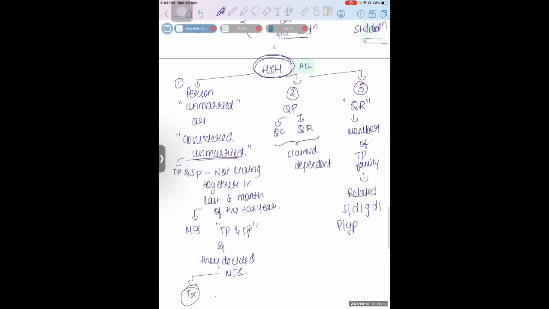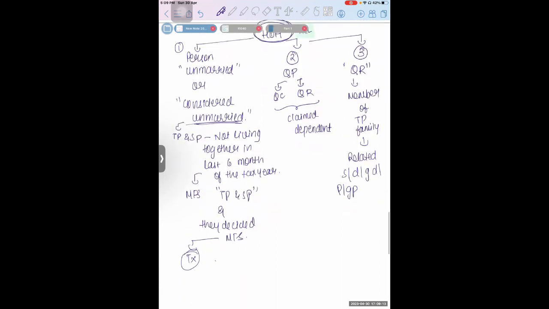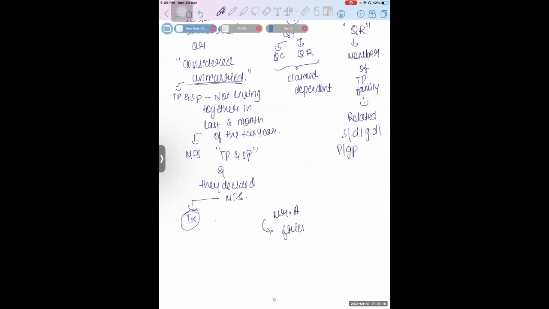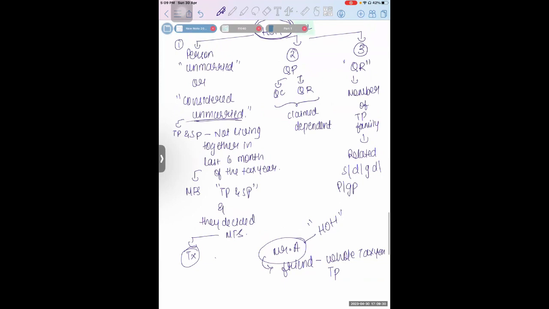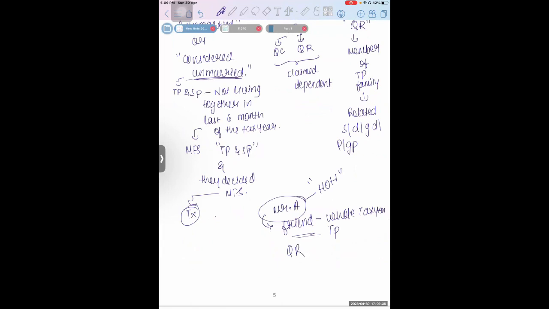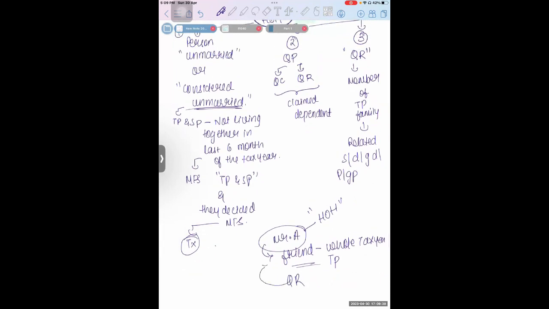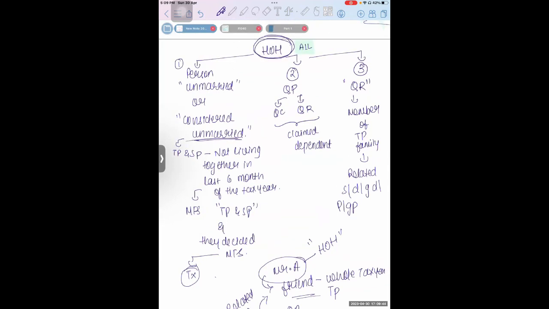Now if I take the same question, Mr. A has his friend who is living the whole tax year with the taxpayer. Can Mr. A claim HOH status? Yes or no, guys? Mr. A can claim the friend as a qualifying relative, right? Correct. But is this qualifying relative a related person? No. Here the third condition is important. The qualifying relative should be a related person to claim HOH.